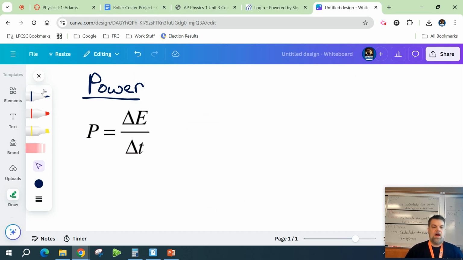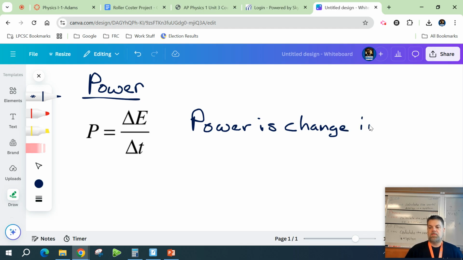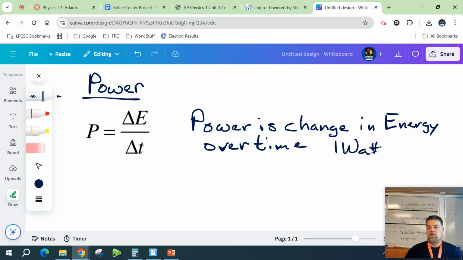So what does that mean? Well, the power of a system is, if you just read the formula, the power is the change in energy over time. Okay. And so 1 watt is equal to 1 joule per second. Okay, so 1 watt is equal to 1 joule per second, which makes sense, right?